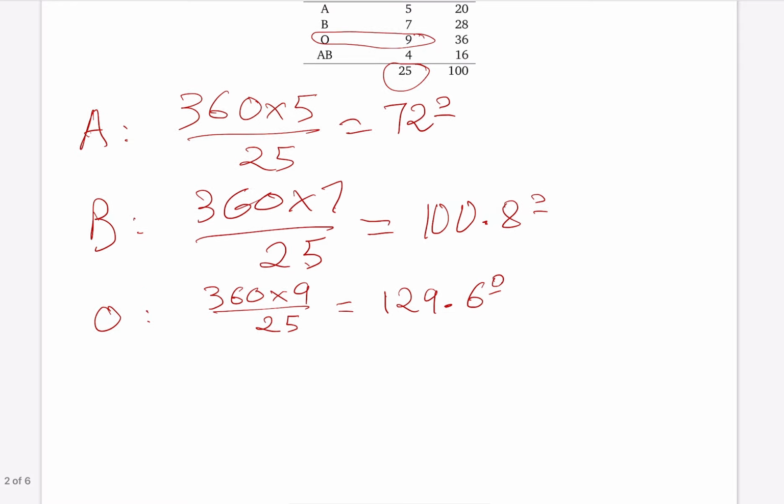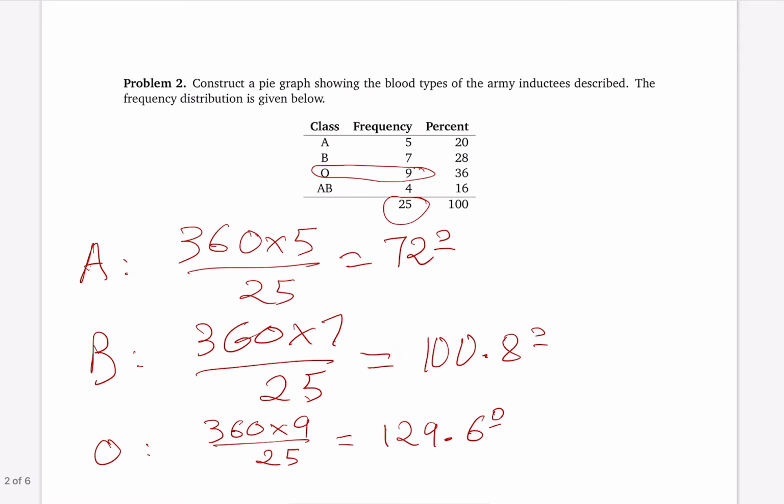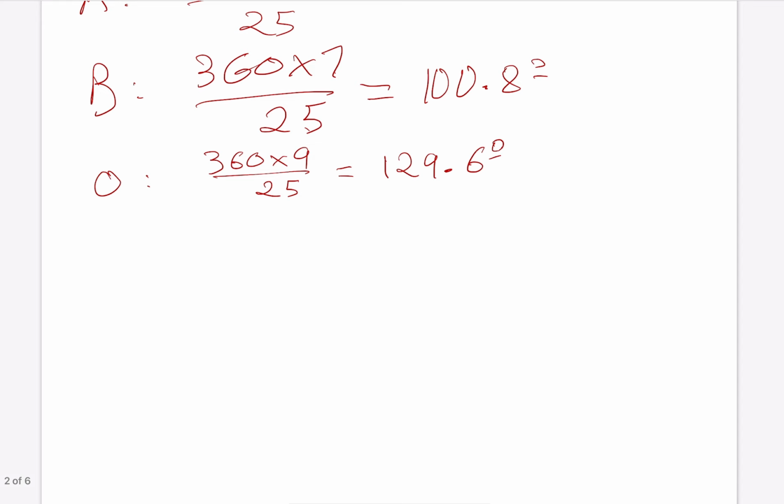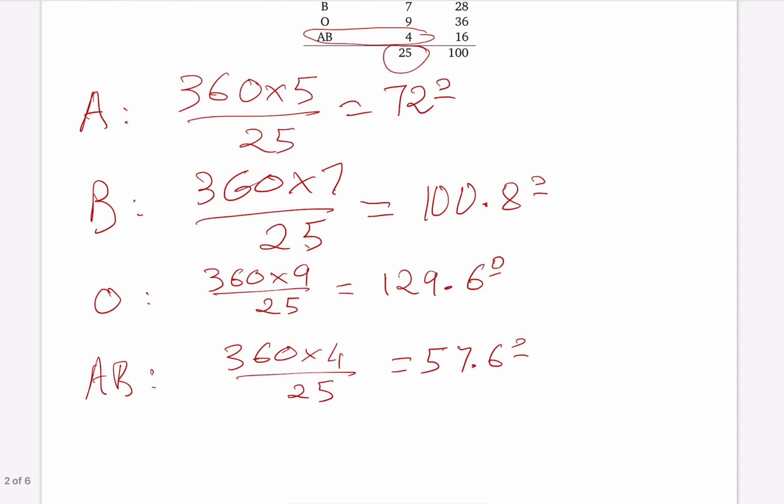Now we can do the last one, which is AB. The frequency of AB is 4, so we choose 360 times 4 divided by 25, and we get 57.6 degrees. Now we have the angles.